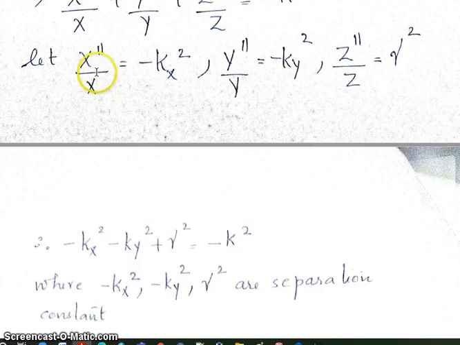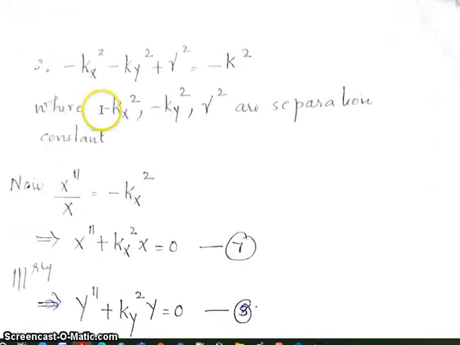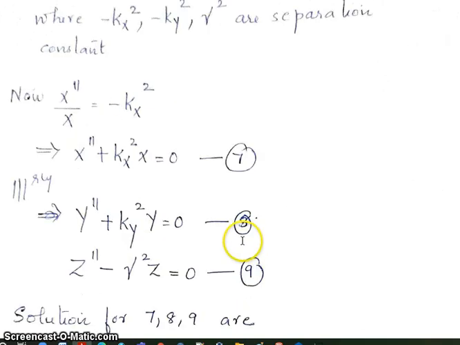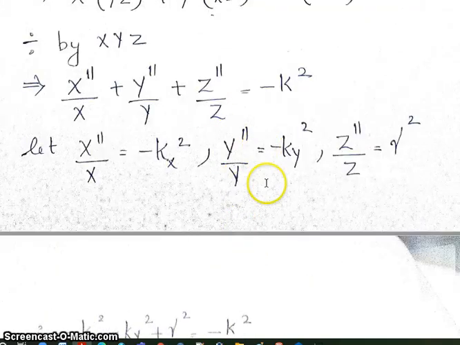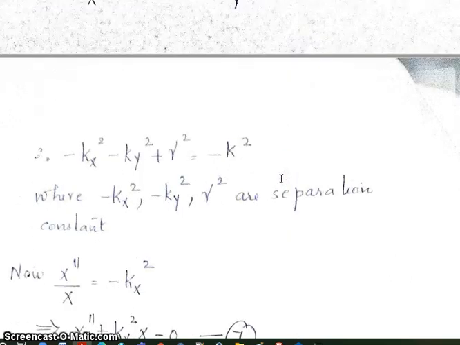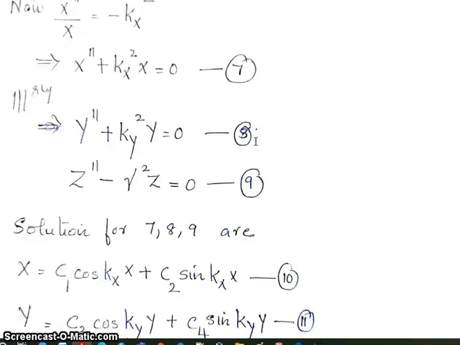And we know here we have written X double dash by X is equal to minus kx². From that I can write X double dash plus kx² X is equal to 0, which is my equation 7. Similarly, from this relation I can write Y double dash plus ky² Y is equal to 0, which is equation 8. Similarly, Z double dash minus gamma² Z is equal to 0 is my equation 9.